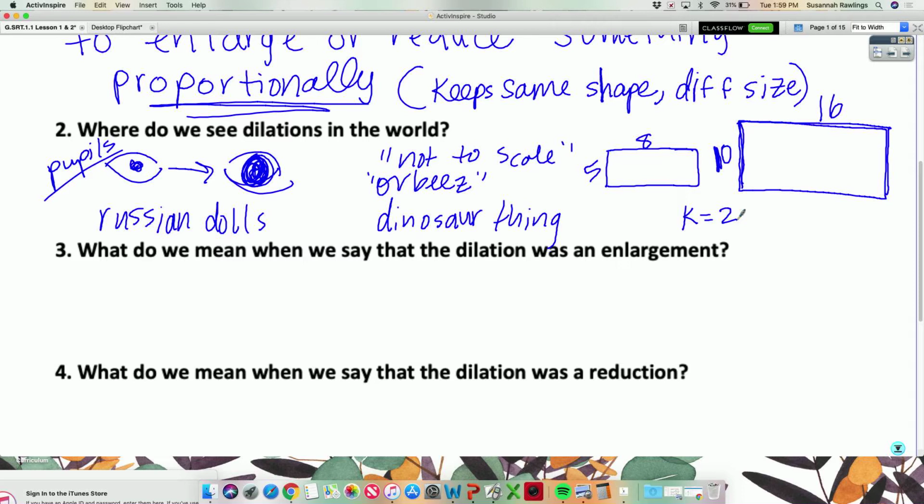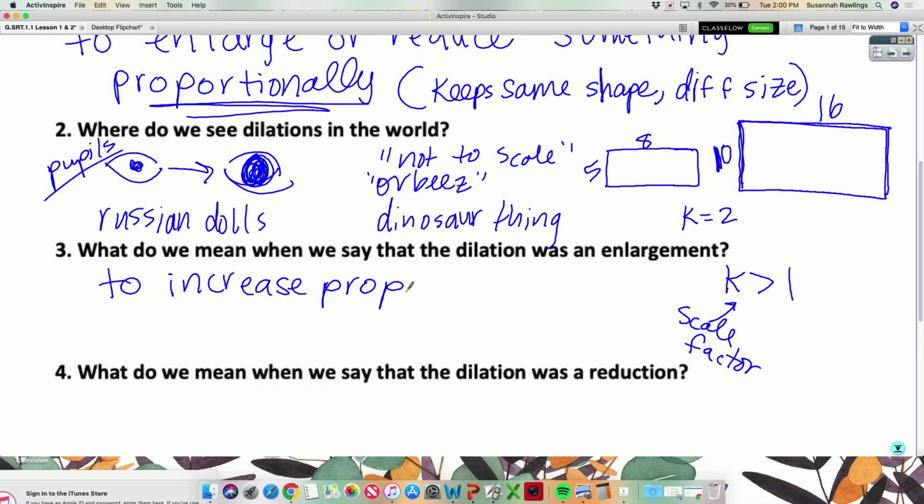So what do we mean when we say that the dilation was an enlargement? We know it's getting what if it's enlarging? It's getting bigger. In terms of a scale factor, this means that I have a scale factor greater than 1. And we're going to just write in some of these vocab words. So the scale factor is just by how much it's increasing or by how much it's decreasing. So if it's greater than 1, we know it's going to be an enlargement. So this is to increase proportionally, and that scale factor has to be greater than 1.